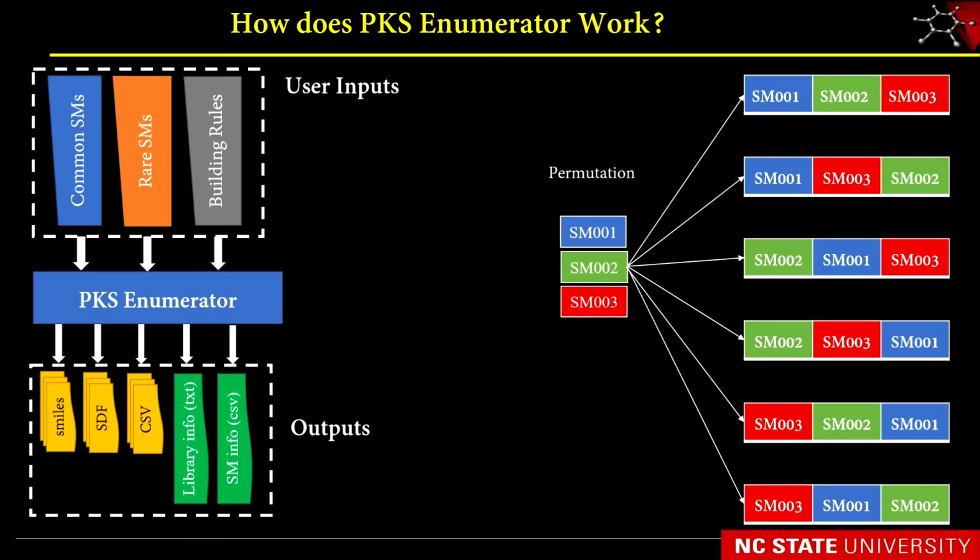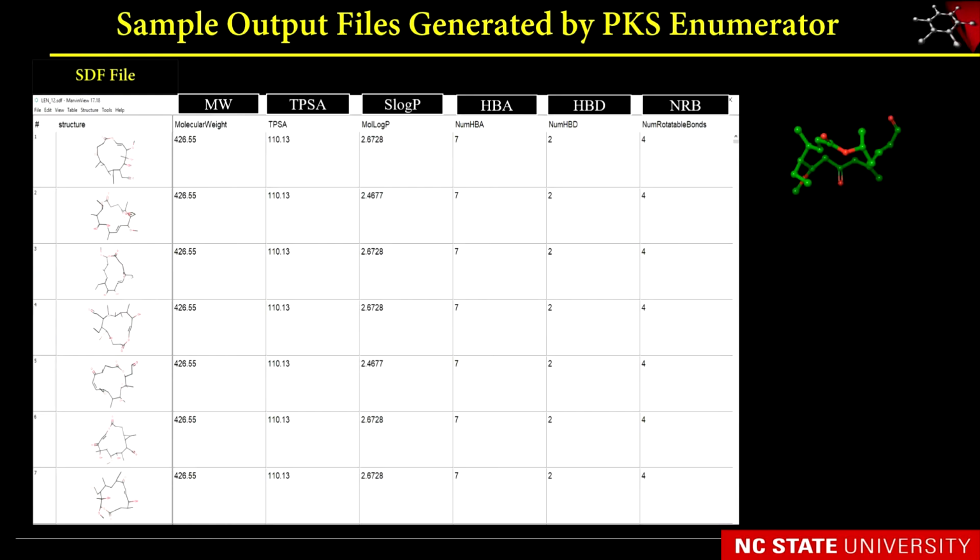As the output, you have several files if you want to. You can also choose which files you want to output. For example, you can choose to output them in SMILES or SDF file. SDF file will give you the 3D conformation of your structures, and also CSV files where it is easier for you to do data analysis. And the green ones are the files that contain information about your library. I'm going to show you in the next one.